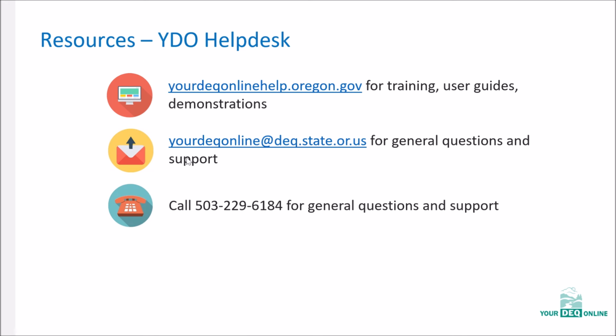So now that we've talked about starting an application, entering basic information, adding attachments, making payments, reviewing your application, submitting your application, and tracking your application, the only thing left is to cover the resources that are available on the DEQ Online Help Desk page. So you can access training, users guides, and demonstrations at deqonlinehelp.oregon.gov. And then for general questions and support, you can also email your DEQ Online at deq.state.or.us or by calling 503-229-6184.